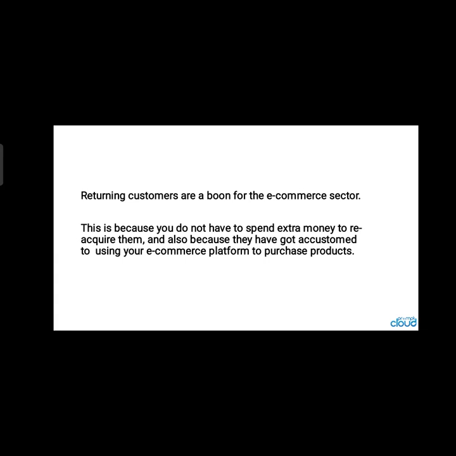And also because they have got accustomed to using your e-commerce platform to purchase product. Now, how do customers become accustomed to using an e-commerce platform? It has to be simple, user-friendly, easy to understand, easy to operate, require less time, and give pleasure while going step by step up to making payment. That way, it could be a website where customers feel like returning and making repeat purchases.